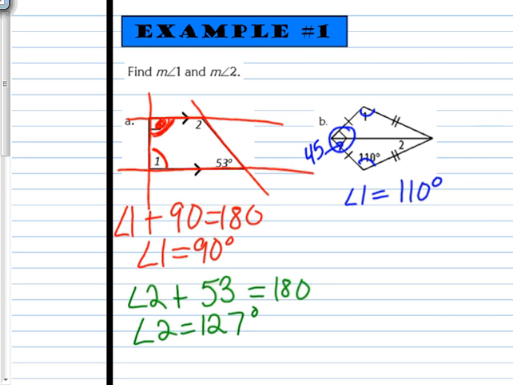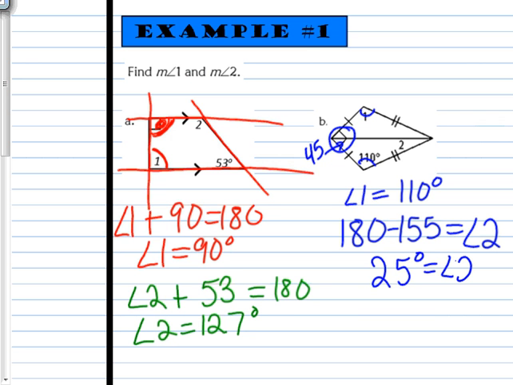So I have 110 and I have 45, which is 155. If I subtract 180 minus 155, that's going to give me angle 2, the third angle. So angle 2 is 25 degrees. A lot of this right here is either, remember, it's congruent to each other or they're adding up to 180.